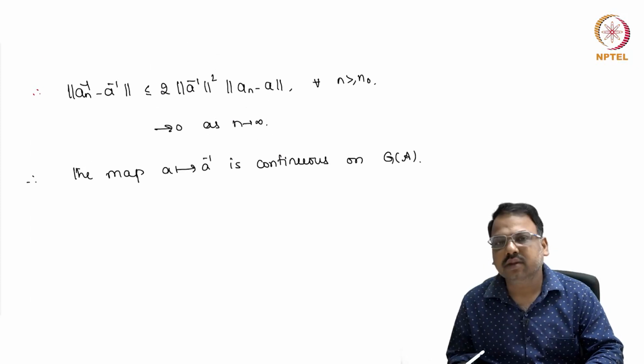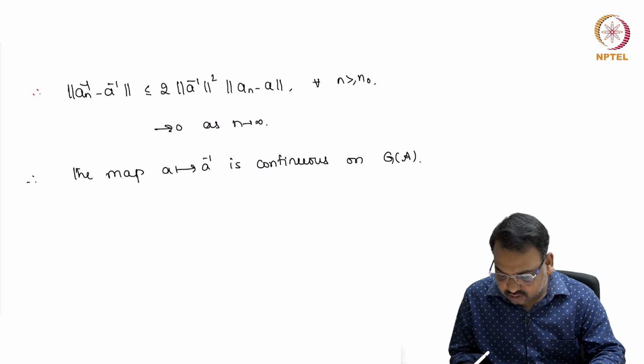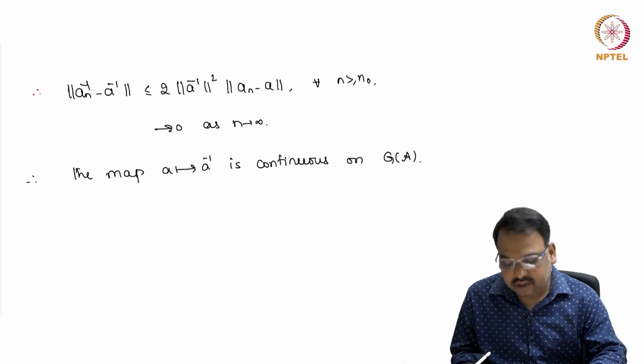In the next class, we'll discuss some more important properties. For example, we discuss the spectrum of an element in a Banach algebra.